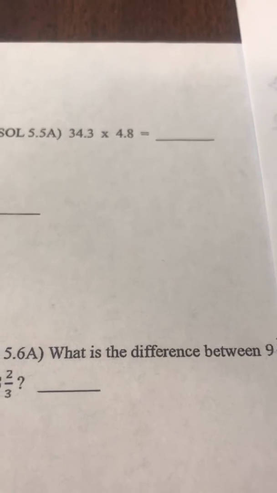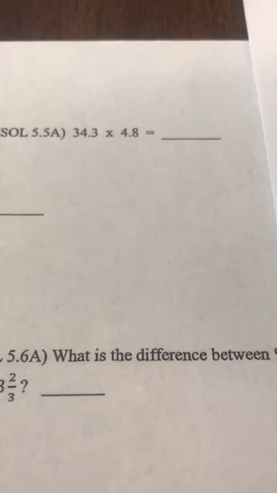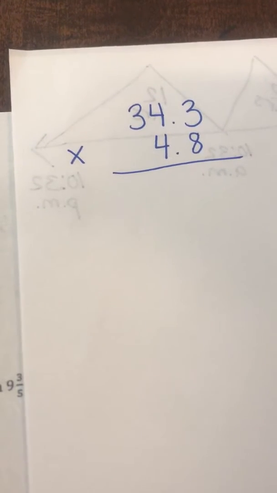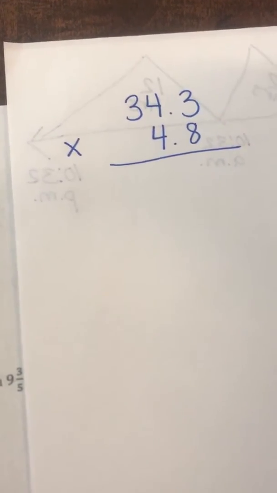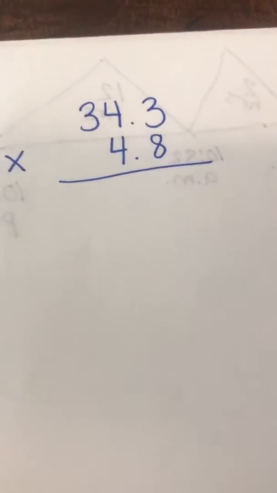Now I'm lining up the digits, not the decimal point. So if I have a 3-digit number and a 2-digit number, let's say you had 343 times 48, and imagine there were no decimals there, you would set it up like this. There just so happens to be decimals here, and it just so happens that when I line up my digits, the decimal point does line up, but that's not always the case, okay?